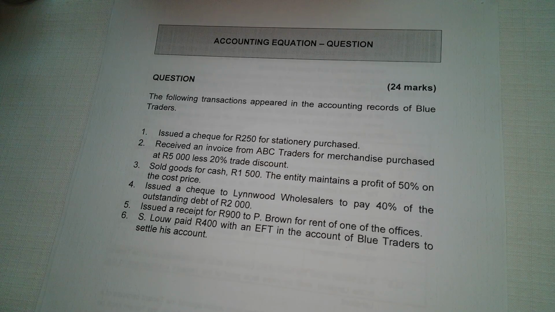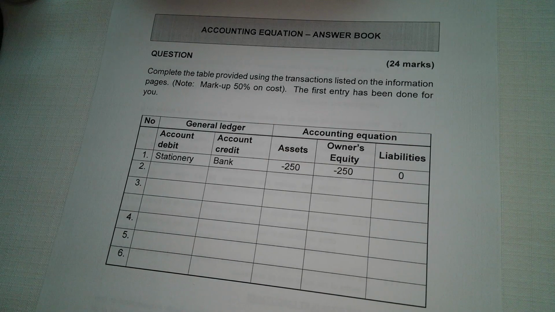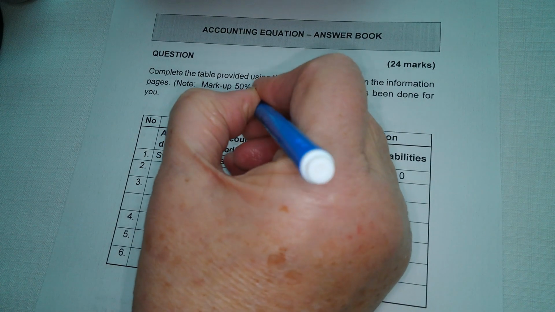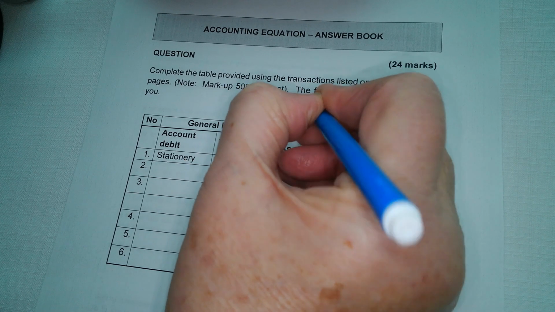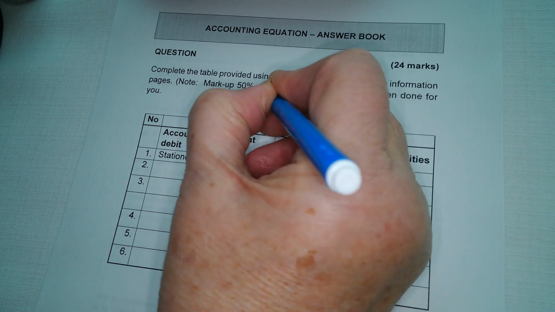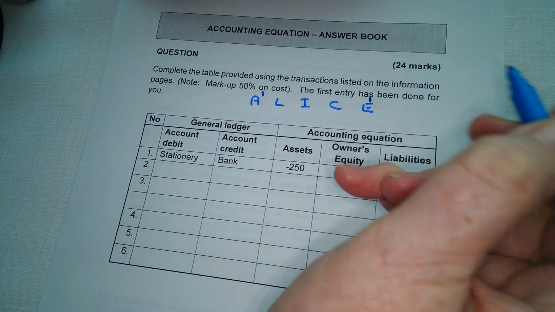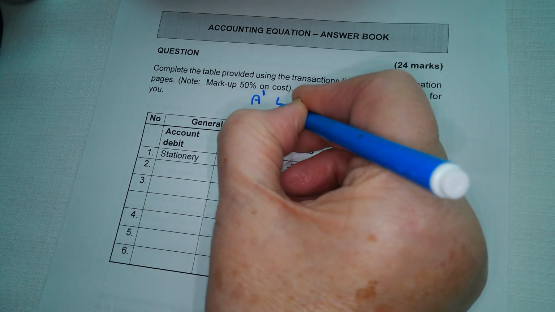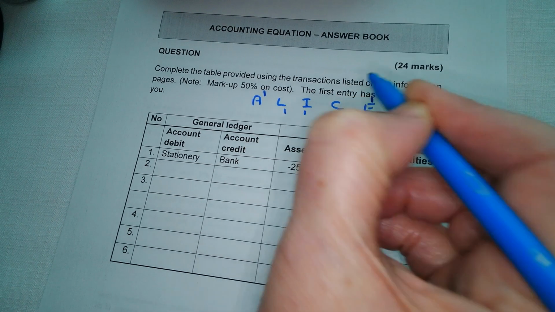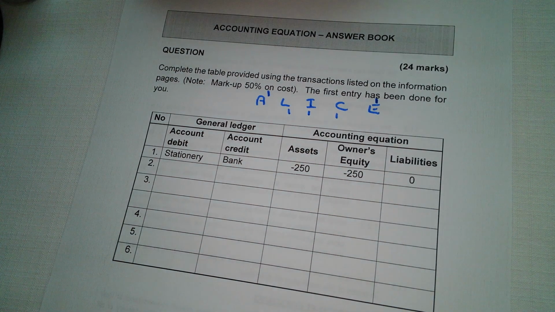We will now complete the entries in the specific question of Blue Rec Traders. Issued a check for 250 for stationery purchased. First of all, we will write the word ALICE so that we can remember that assets and expenses increase on the debit side, liabilities, income, and capital increase on the credit side. The first one is done for you.